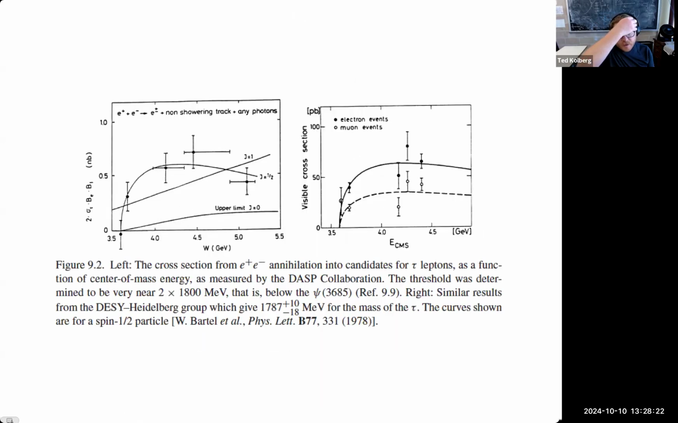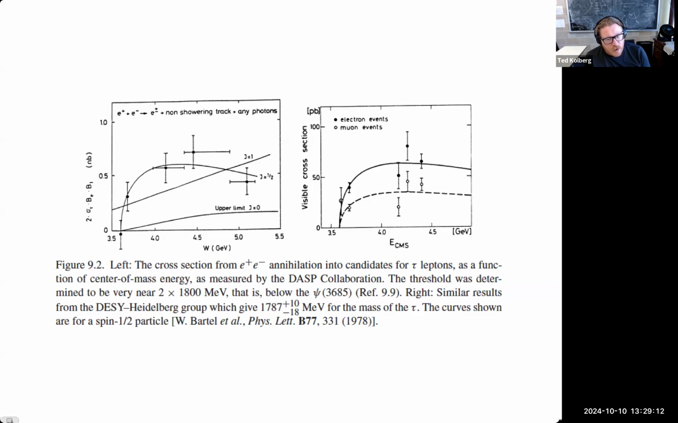Here's a picture of what they found. This is the cross-section for e+ e- annihilation into tau leptons as a function of the center of mass energy. DASP was able to scan up to a higher energy more quickly than SPEAR was, than Mark I was. And one thing they were able to show is that the threshold for production of this new state is different than one of the excited states of charmonium that lie in the same range. So having this data tends to count against the hypothesis that what was observed was not a new heavy lepton at all, but rather just some kind of charmonium state.